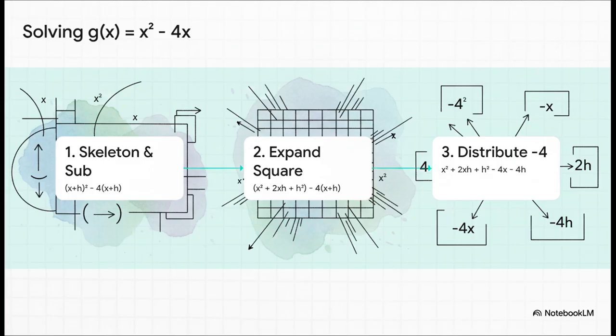We get (x + h)² − 4(x + h). Now, step 2, this is the big one. We have to expand that square, and what does it become? x² + 2xh + h². Do not forget that middle term.